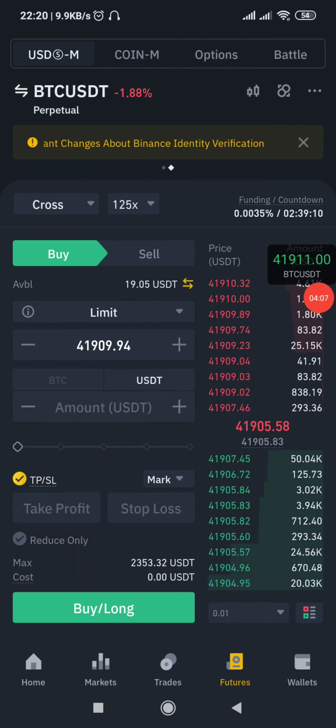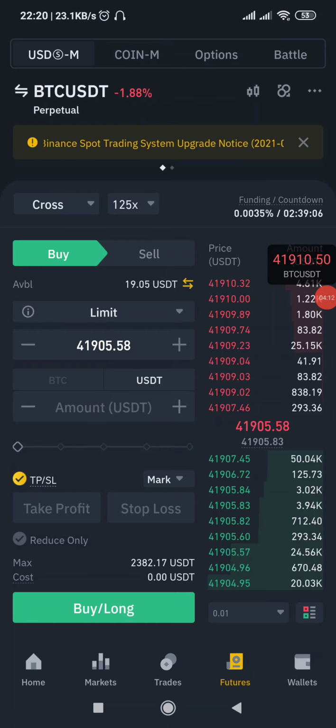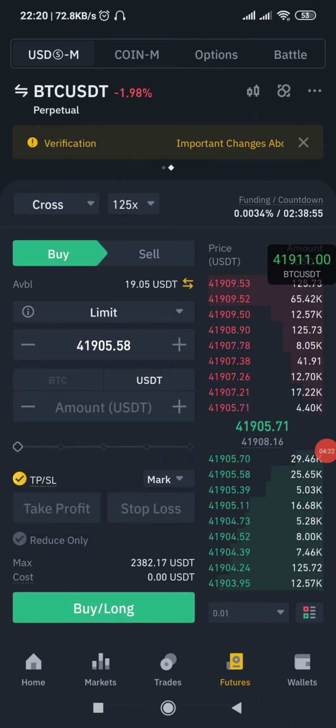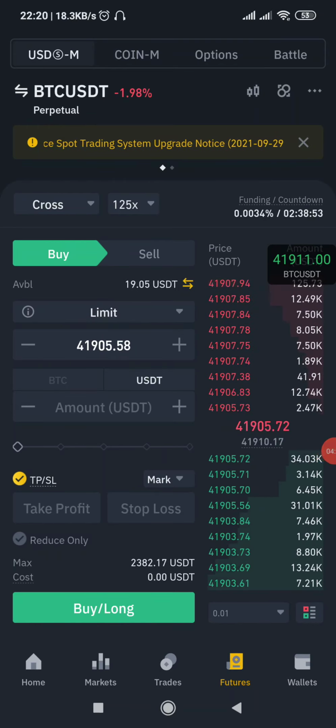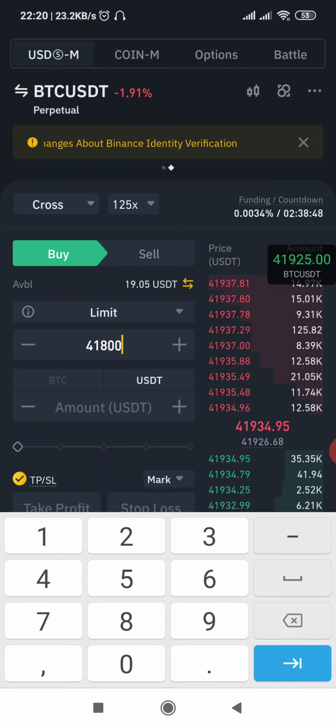Then the next one here is limit, as you can see. So this limit is when you are placing the order at a particular price different from the current market price. For example, look at the current market price here, 41,897. It keeps changing, 41,907. So if you want to buy at a price lesser than that, that means you believe that price will drop to like 41,800 before it starts going up, so you can use limit.